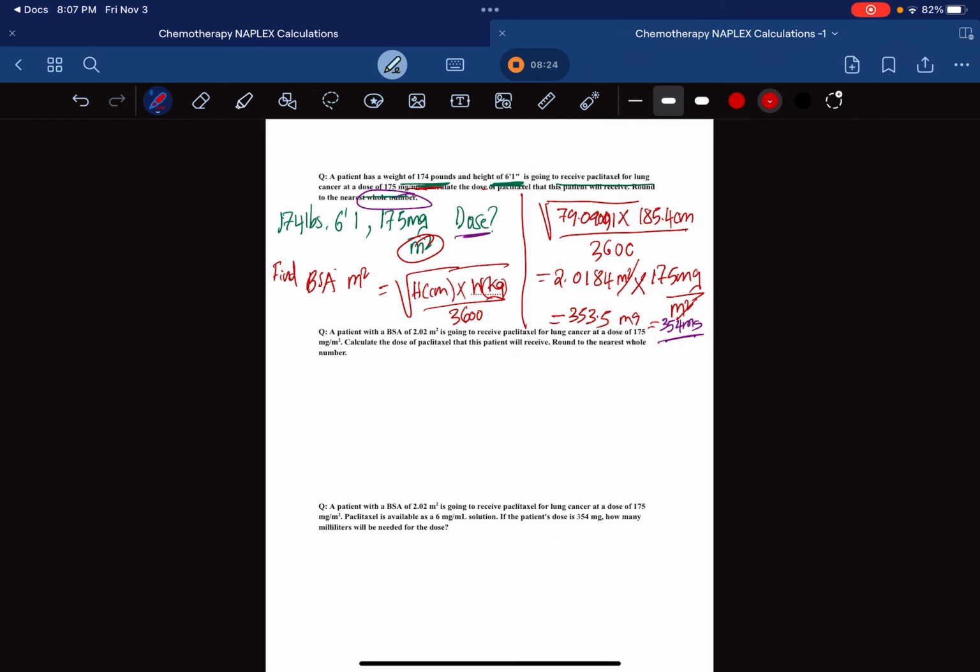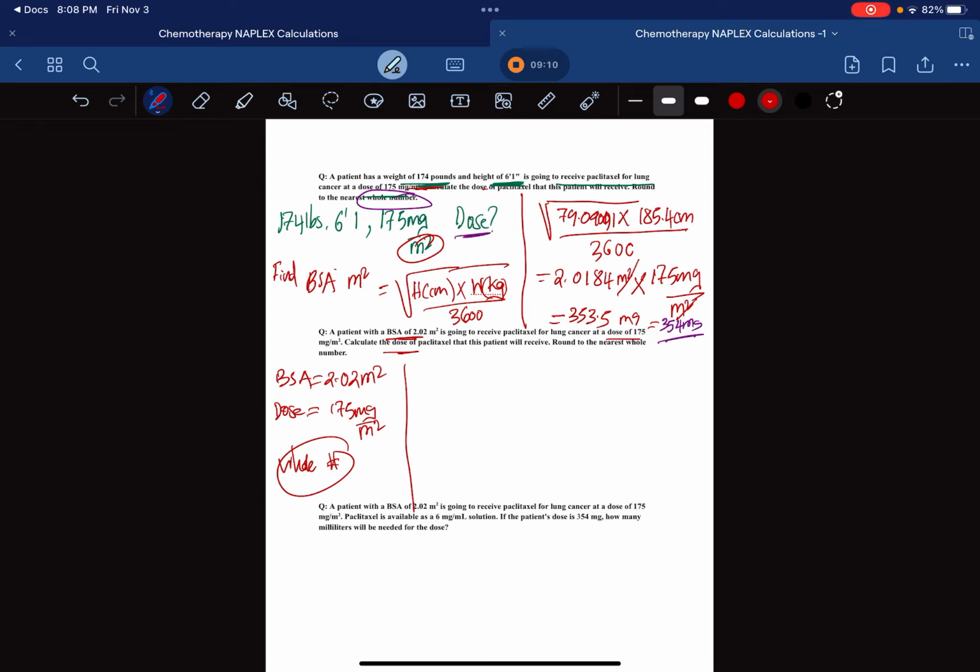All right. So the next is, we are told that the BSA is 2.02 meters squared, and then the dose is 175 milligram per meter squared, and then we are asked what is the dose of the paclitaxel, and then to the whole number. So we are asked to give the dose in milligrams, and then we are asked for a whole number. Okay?